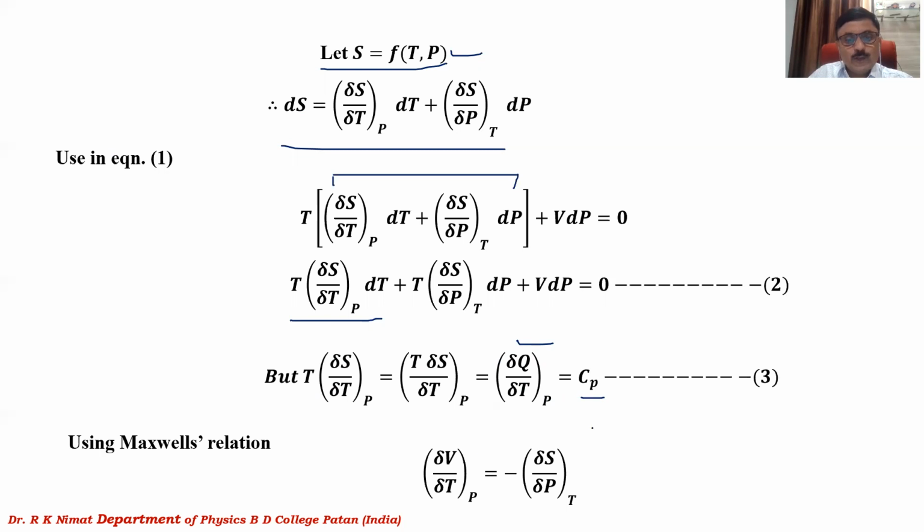And we can use Maxwell's relation. Actually, it is Maxwell's fourth relation, which is derived from the thermodynamic potential, that is Gibbs free energy. That thermodynamical relation is (∂V/∂T) at constant P is equal to minus (∂S/∂P) at constant T. The meaning is that the variation of entropy with respect to pressure at constant temperature is nothing but the negative variation of volume with respect to temperature at constant pressure.